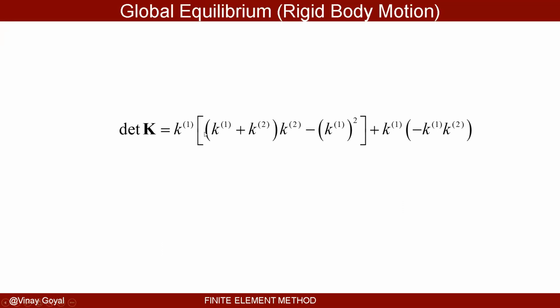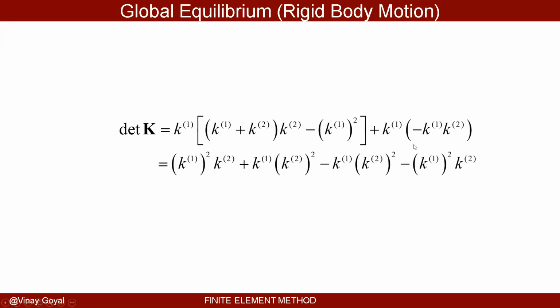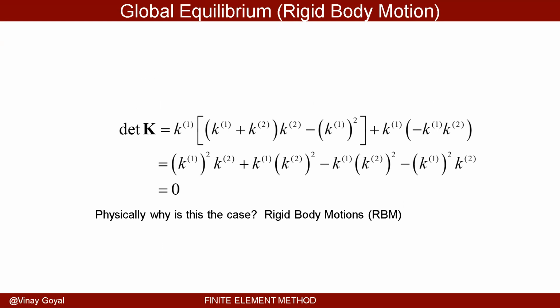Actually, I did it here. I apologize. I did it here. When you find the determinant of K, you get 0. And why is that? Physically, why is that the case? The reason is that you have rigid body motions right now.